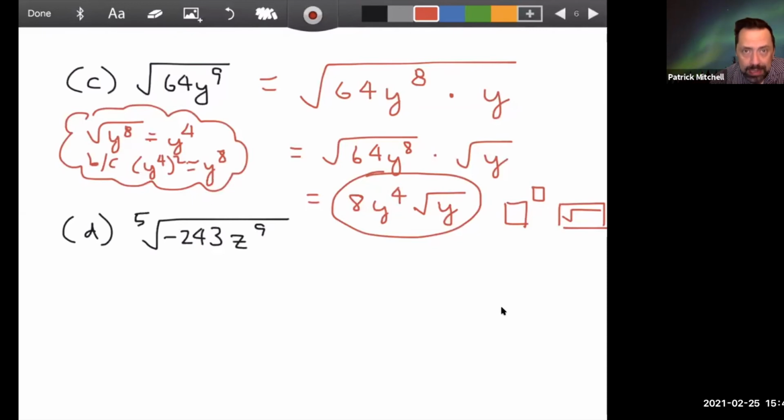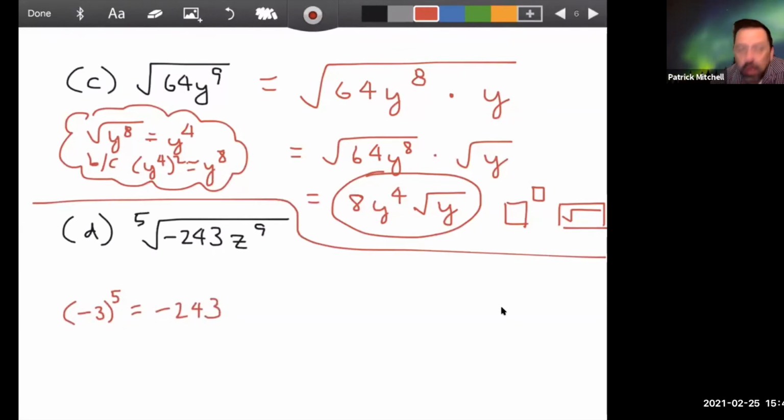243 was on that list under 5th powers. All right, and so I'm just going to tell you that the 5th power of negative 3, I'm sorry, is negative 243. So for that reason, put a line here. Negative 243 is a perfect 5th power. So it's going to go in the perfect 5th power group.